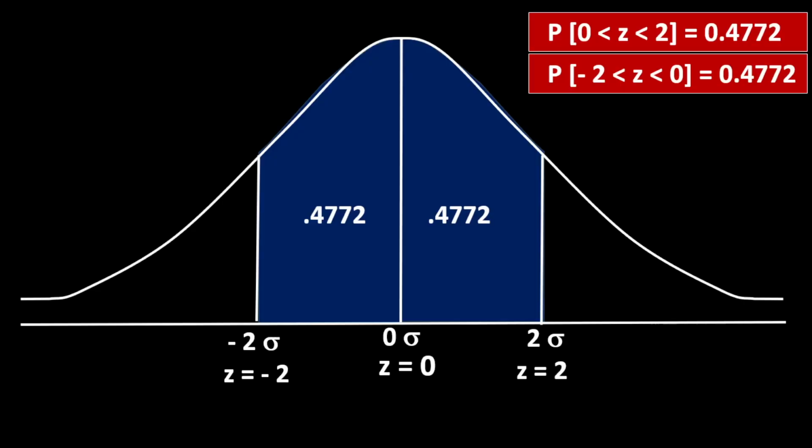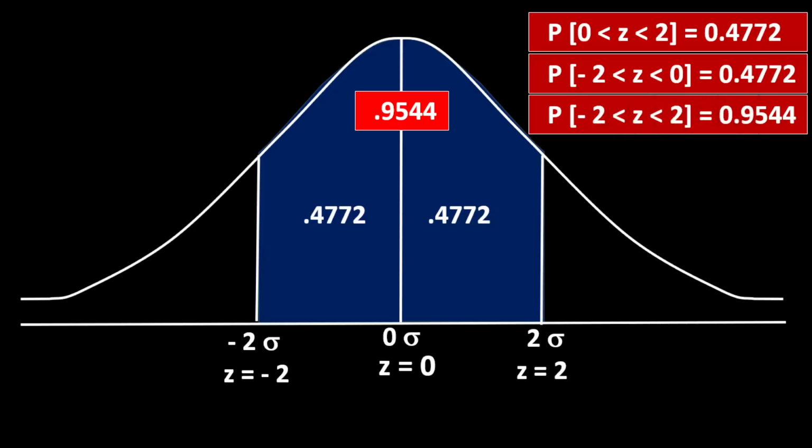and it is written symbolically in this way: probability minus 2 is less than Z is less than 0 equals to 0.4772, and the area between minus 2 sigma and 2 sigma is the sum of these two areas, that is 0.9544, and symbolically it can be written in this way: probability minus 2 is less than Z is less than 2 equals to 0.9544.